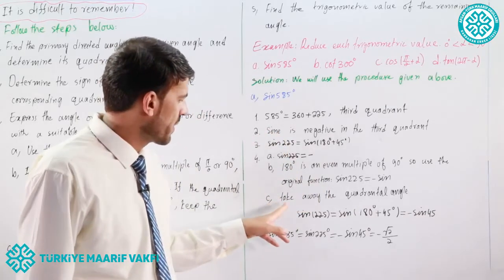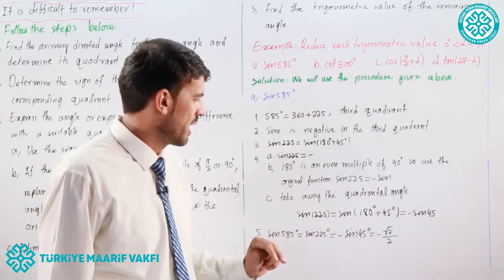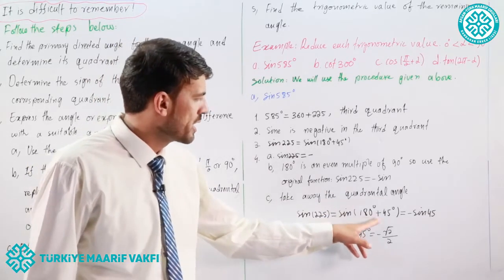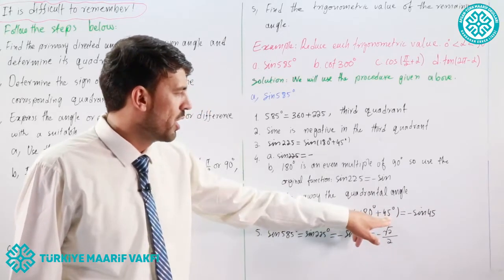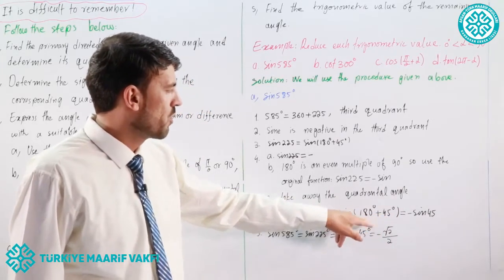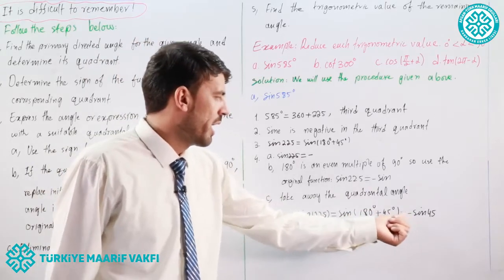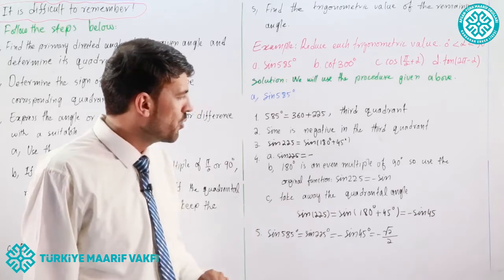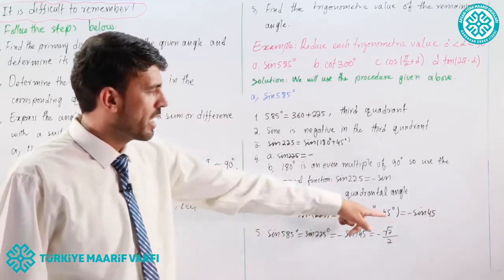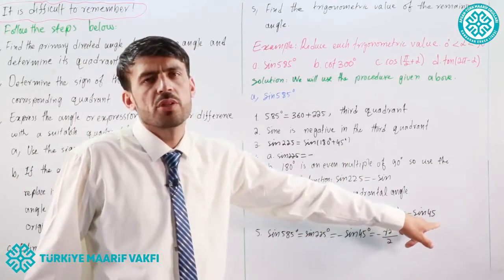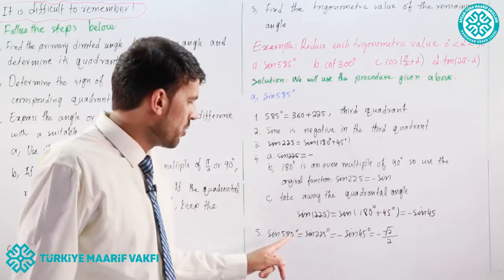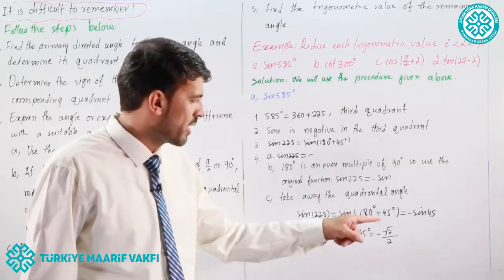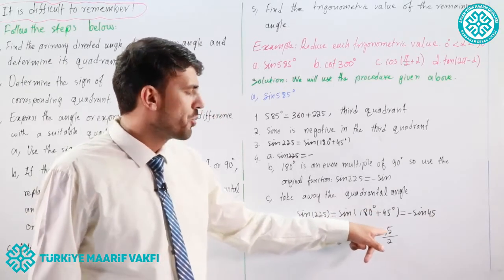In the third part, take away the quadrantal angle. We can write sine 225 as sine of 180 plus 45. So we should remove the quadrantal angle, which is 180, and in the fifth step, find the value for the remaining angle. Here we should find the value for 45 degrees. And we know the sine of 45 degrees is square root 2 over 2.